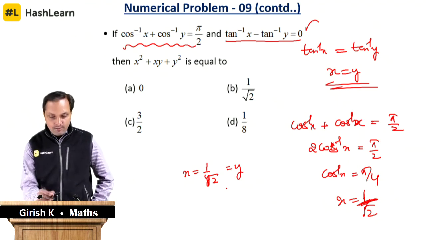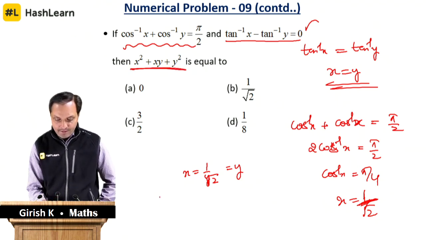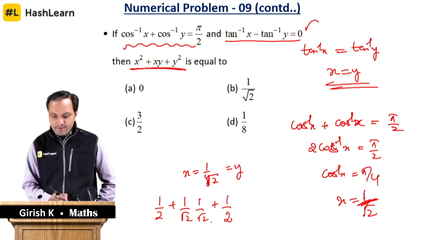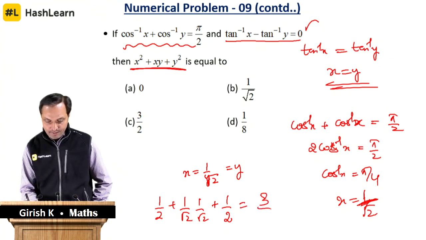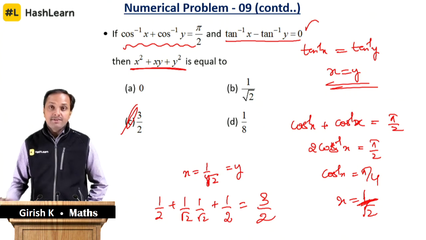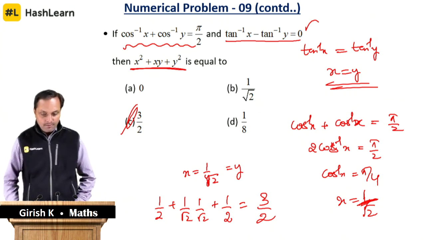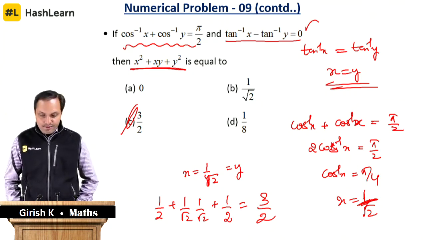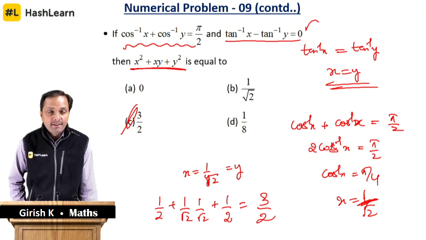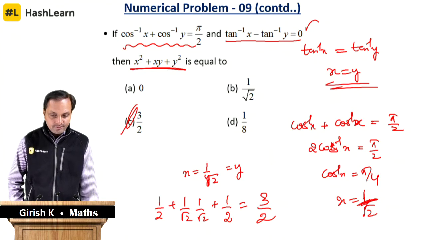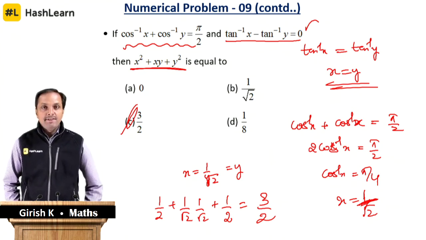Once you get this, what is x square? X square is 1 by 2. X into y is also 1 by root 2 into 1 by root 2, which is 1 by 2. Y square is also 1 by 2, which is option C. Okay? Himanshu, is it clear? Whether the steps are clear? Numerical number 8, the choice is option C.